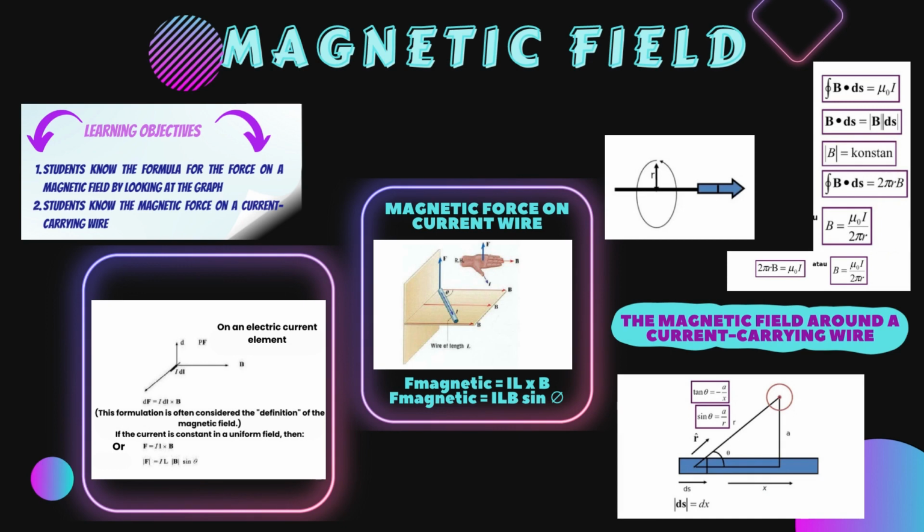There are two learning objectives here. The first is students know the formula for the force on a magnetic field by looking at the graph. The second, students know the magnetic force on a current carrying wire.